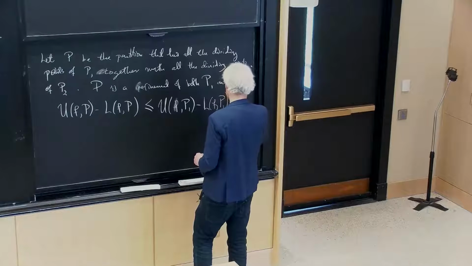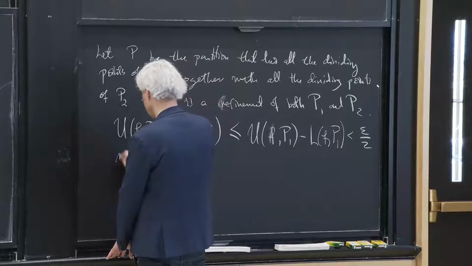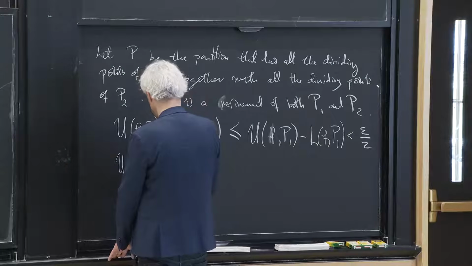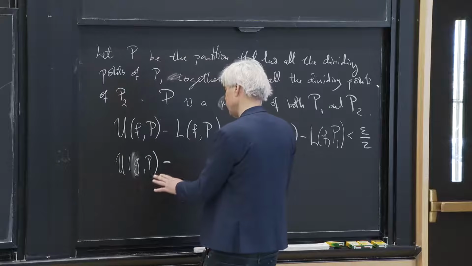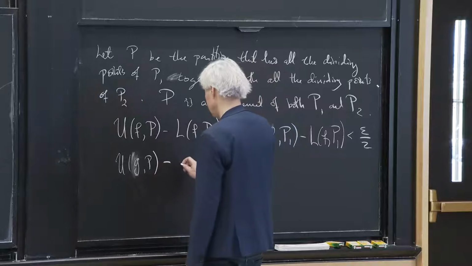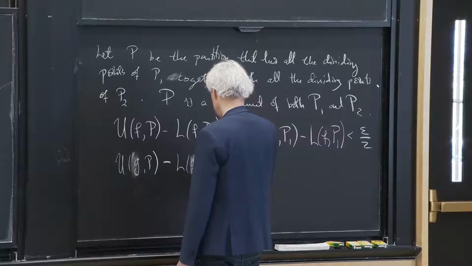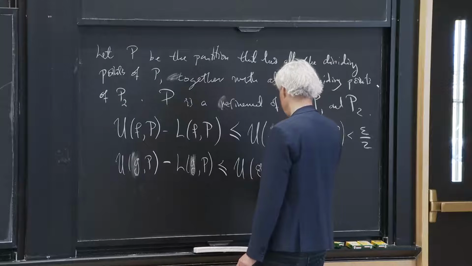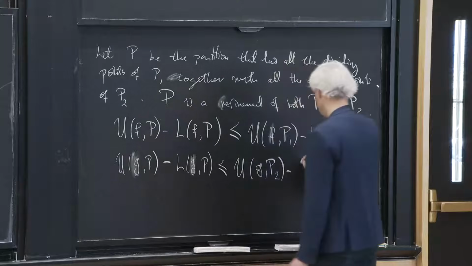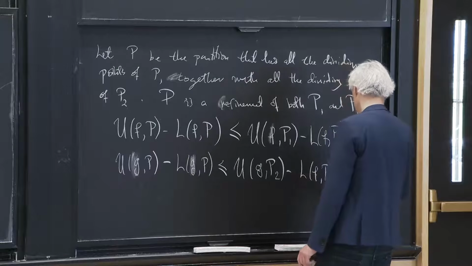And this was, of course, less than epsilon over 2. That was how it was chosen. And similarly, if you're looking at the upper sum for G with respect to P, P here is a refinement of P2 also, right? So this means that this difference here is less than or equal to the upper sum of G with respect to P2 minus the lower sum with respect to P2, and that's less than epsilon over 2.